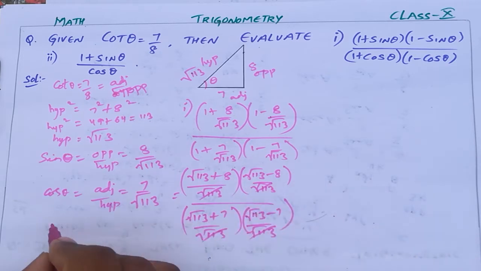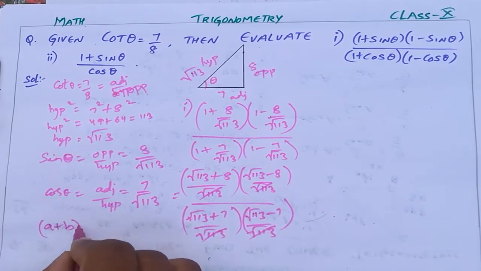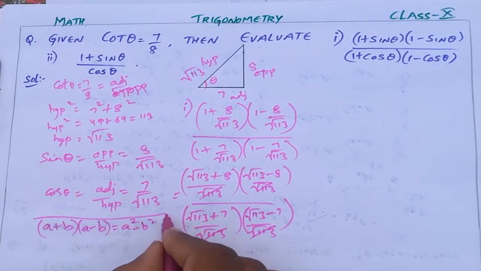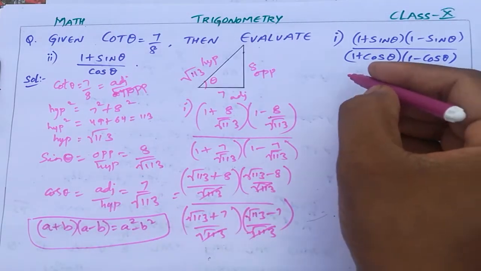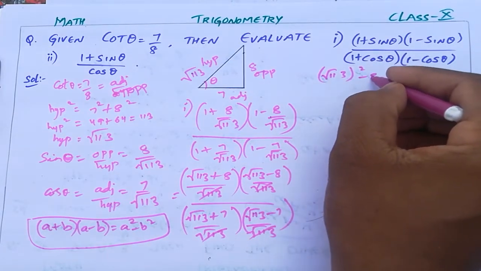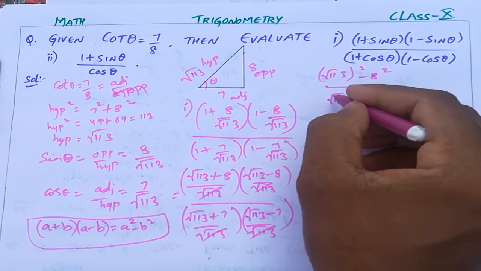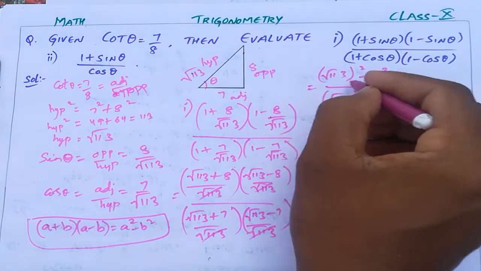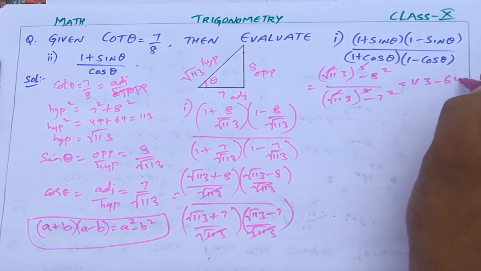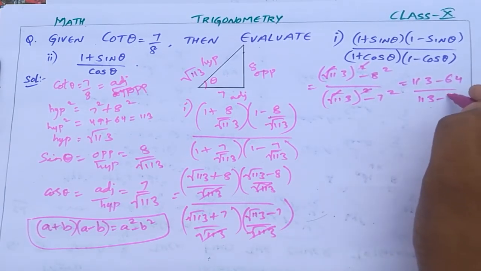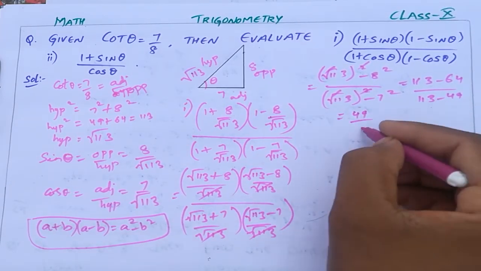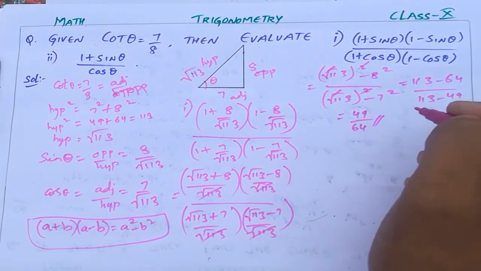This looks like a plus b into a minus b. What is that formula? a plus b into a minus b is a square minus b square. So we have this formula. It looks like that one. So I am writing root 113 whole square minus 8 square by root 113 whole square minus 7 square. Square root cancel. We get 113 minus 8 square is 64 by 113 minus 7 square is 49. So if you subtract 113 minus 64 you get 49 and denominator is 64. So answer is 49 by 64.